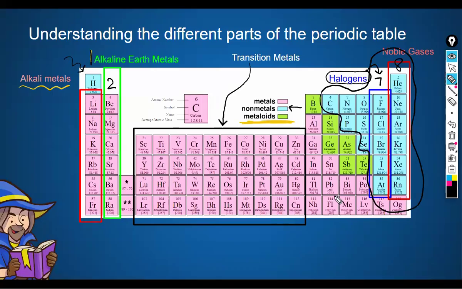Hydrogen seems... look at where all the metals are. The pink is the metals, huh? A lot of the metals, in fact all the metals, are more to the left-hand side of the periodic table. Hydrogen, he doesn't like to hang out with the non-metals. He thinks, keyword, he thinks he is a metal. But is hydrogen a metal?